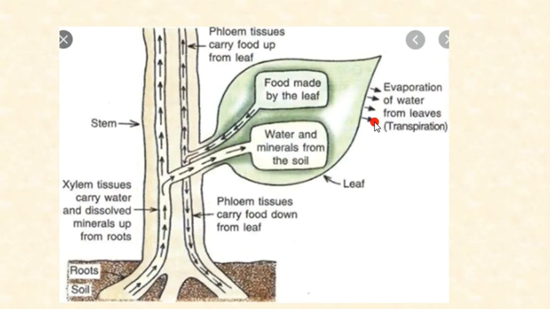So here you can see the diagram, or you can see the figure from Google. Here these are the tissues, especially xylem tissues, that carry the water and dissolved minerals from the roots. Here you can see from the roots the water is transported to the axis by the xylem, and here you can see the other tissue, phloem. Phloem tissues carry the food down from the leaf.